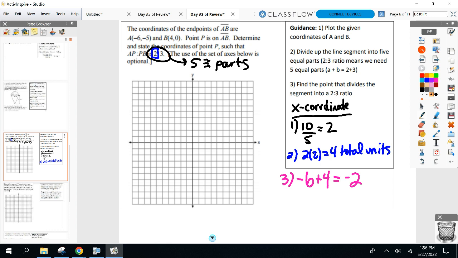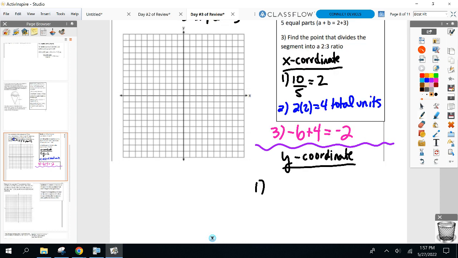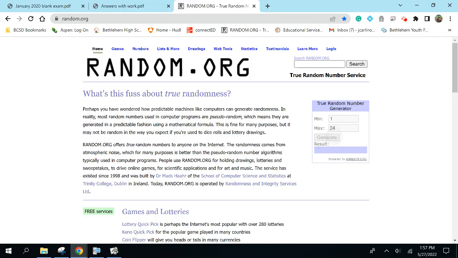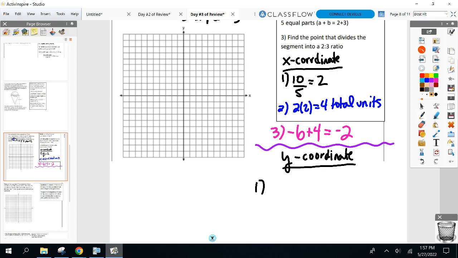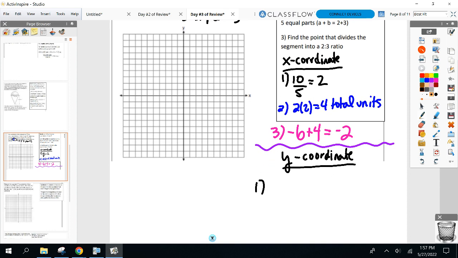And now let's do it all over again, but now for the y's. How far apart are the y's? -5 to 0. 5 units away. Divide it up by 5 again. So now I'm going to go 1 unit every time on the y-axis.